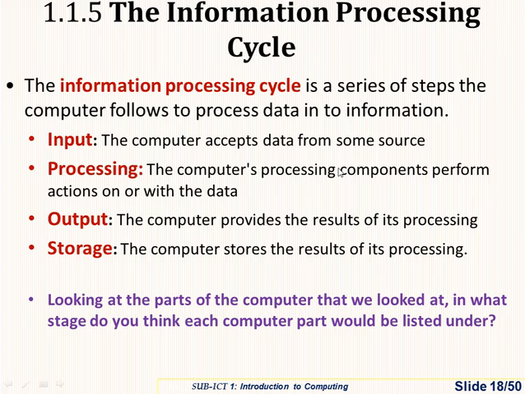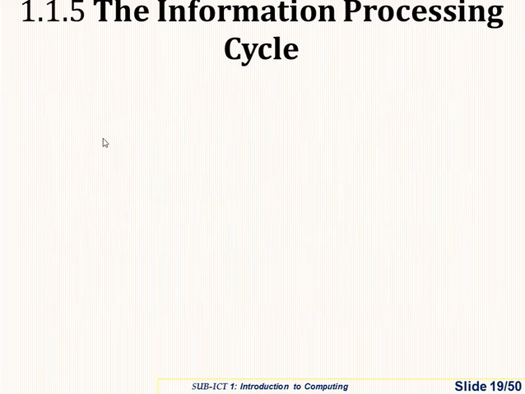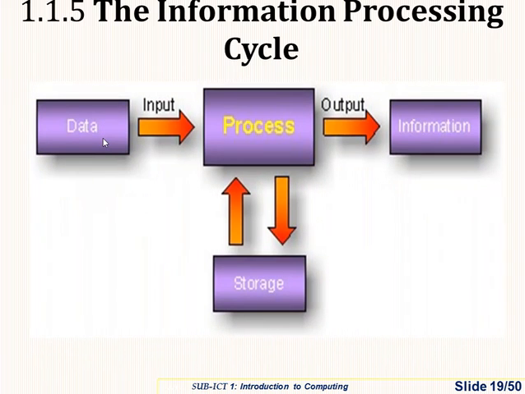So, looking at the parts of the computer that we looked at, in what stage do you think each computer part would be listed under? For example, when you look at input, you can list there the keyboard, the mouse, then processing. So that will be your assignment. The information processing cycle can be indicated as you can see there, where you have data being input, processed, stored, and taken back for processing. Output must also be there.